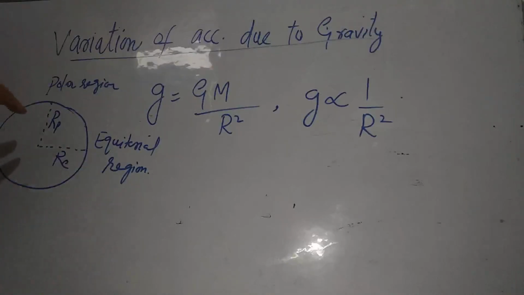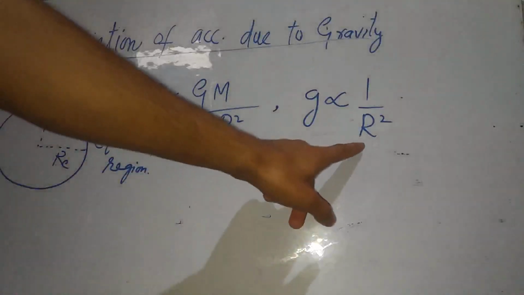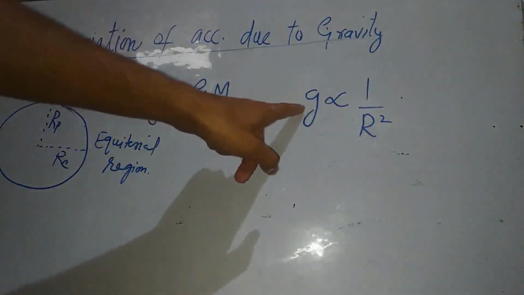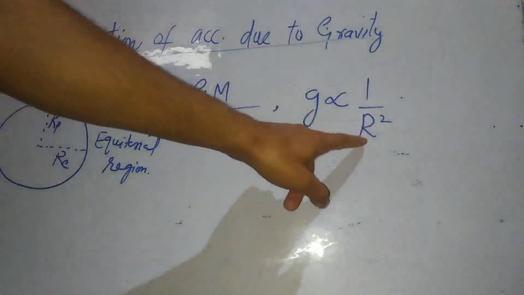If the Earth was perfectly spherical in shape, that would be true. That is, the radius of the Earth would be constant. But the shape of the Earth is not perfectly spherical. It is flattened at the poles. So the radius of the Earth is minimum at the polar regions, and it is maximum at the equatorial regions. As you can look here in this equation, as r decreases, g will increase. As r increases, g will decrease.